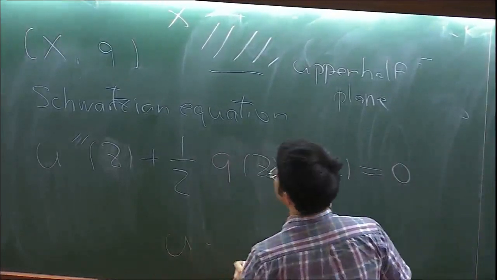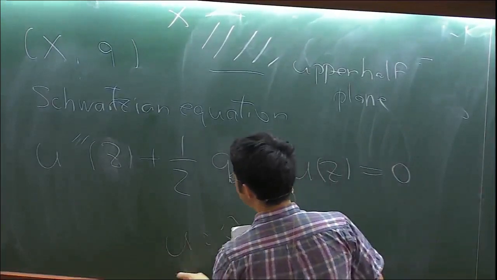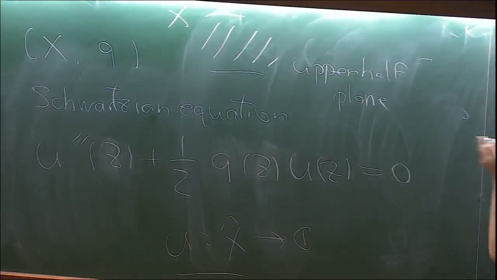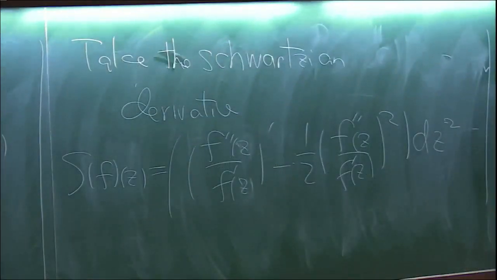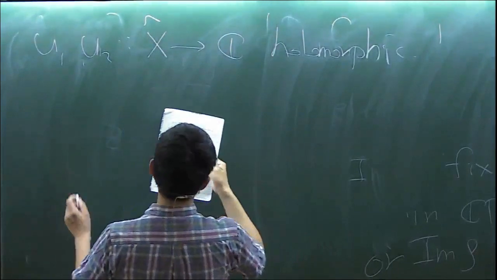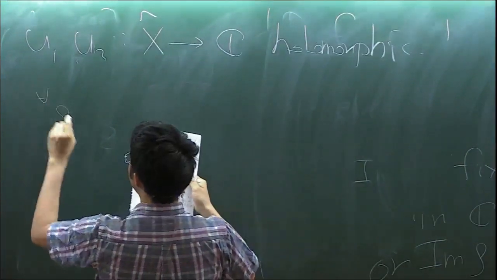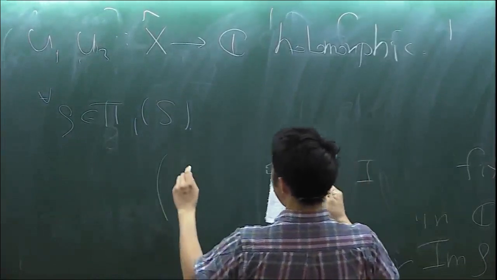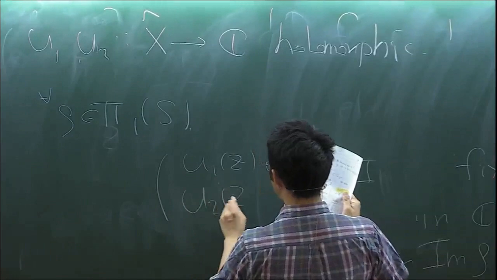So U is this. So we solve this second order linear differential equation, and we get two solutions, two linearly independent solutions, U1, U2, from X tilde to C. And then let us look at the action of the fundamental group on U1, U2.